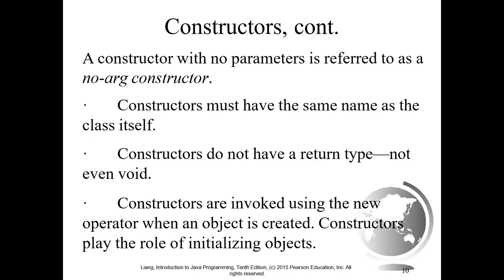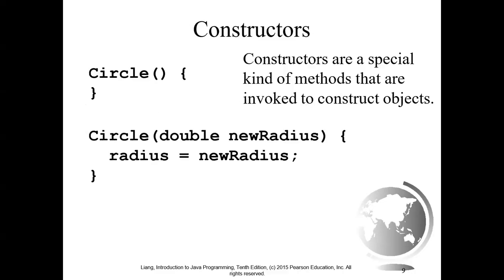And a constructor with no parameters is referred to as a no-argument constructor. Also, we say it is a default constructor. And the constructor must have the same name as the class itself. We can see here in the Circle class, all the constructors, no matter whether it is the default one or our human-designed one, the class name is all Circle, right? The only differences are the parameter list and the content of the method.